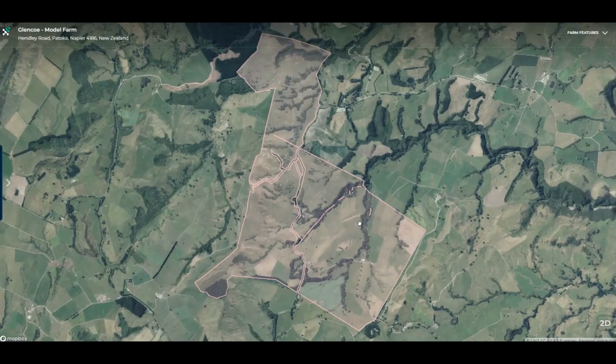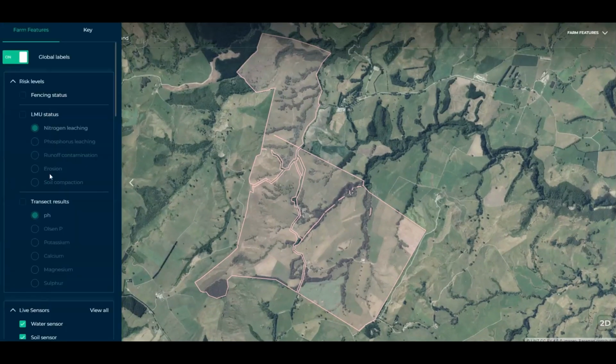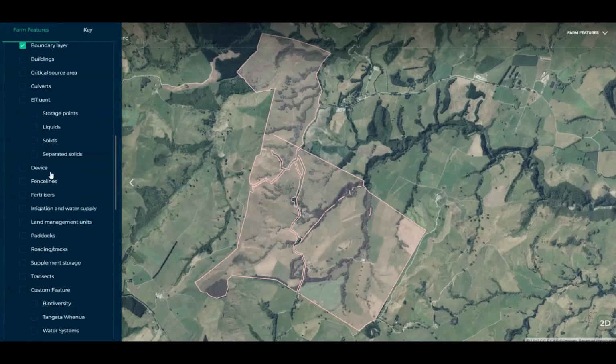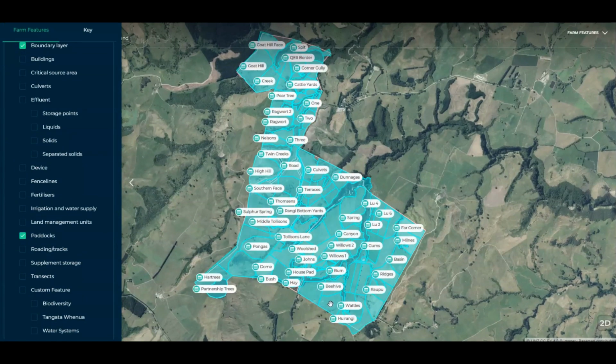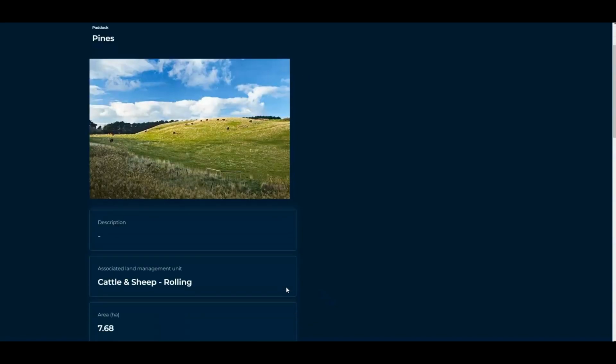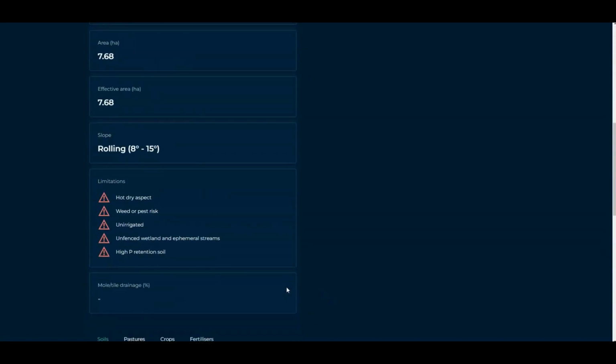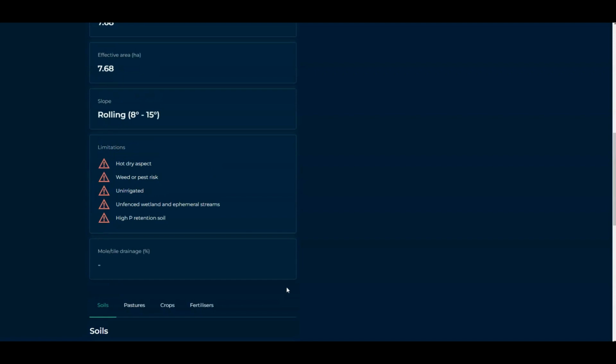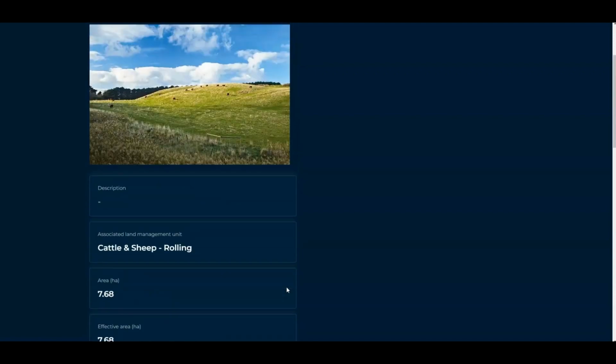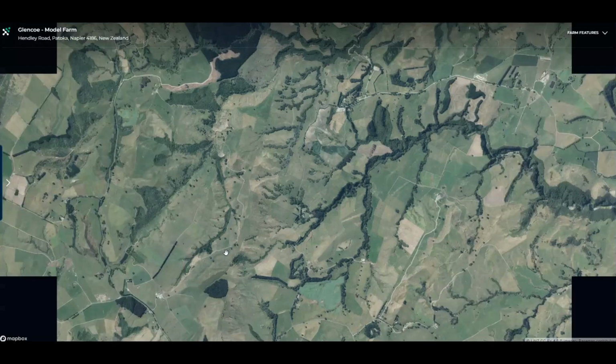Here we have the boundary layer of the modelled farm. This is ticked on using the pop-out box on the left-hand side. The paddock map is then imported into the platform where information such as area, slope, limitations, soils, pastures, crops and fertiliser applications can be stored. This creates the base layer of the farm plan, which is then used to assess the strengths and risks of the farm.